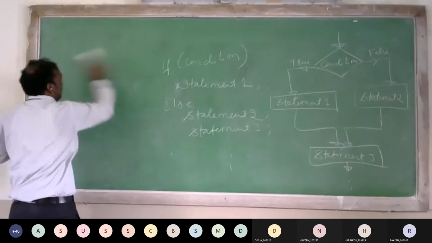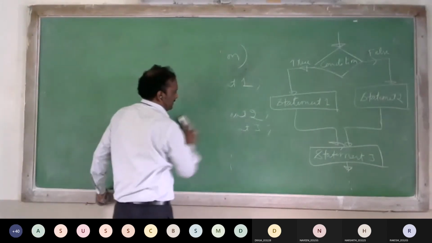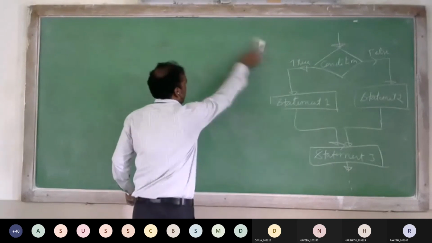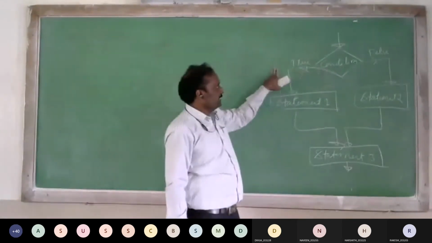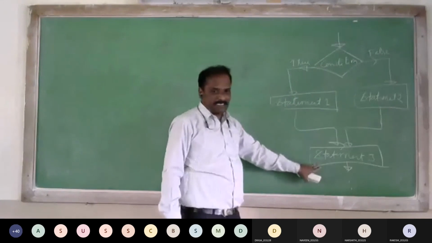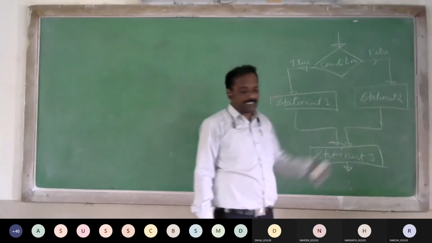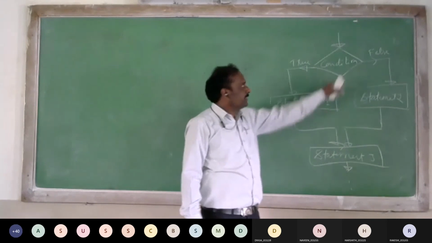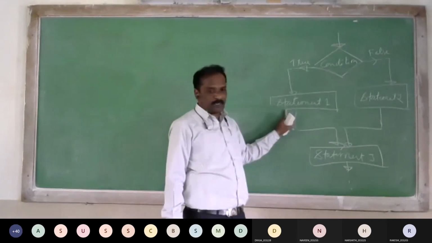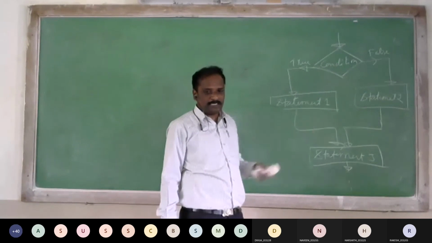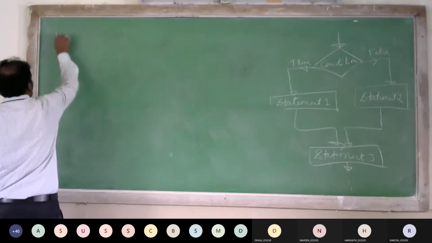Shall we see with an example? We shall see with an example. If the condition is true, true means this side, statement 1 and statement 3 are executed. The else part is not executed. What is the else statement? The else statement is statement 2. If the condition is true, statement 2 is not executed. If the condition is false, statement 1 is not executed. Remaining all the statements are executed.